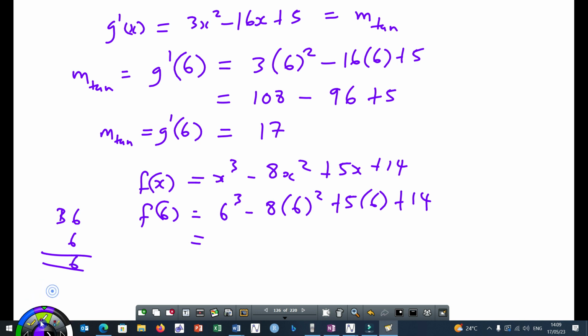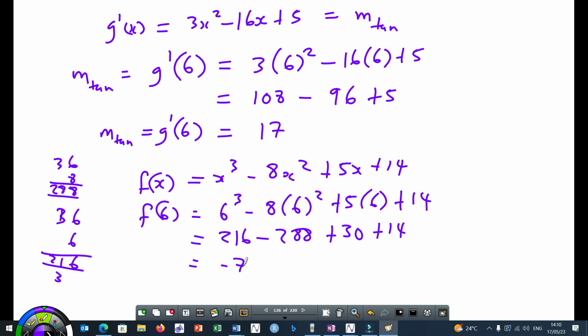Right, so this is 6. Then you have got 3 there. So I was right, it was 216. Then 216 minus 36 by 8. So 36 by 8, that's 288. Minus 72.